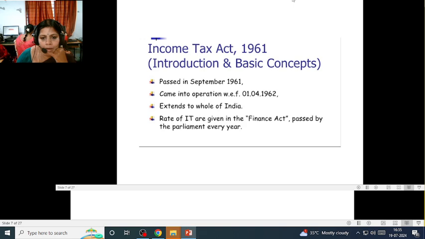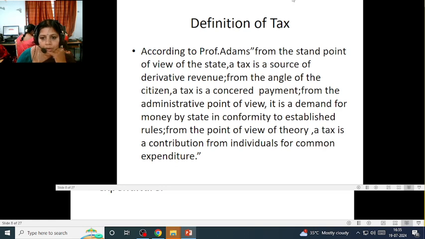Now we are going to see the income tax basic concepts. It was passed in September 1961 and came into effect from 1st April 1962, and it extends to the whole of India. The rates of income tax are given in the Finance Act passed by the Parliament every year.